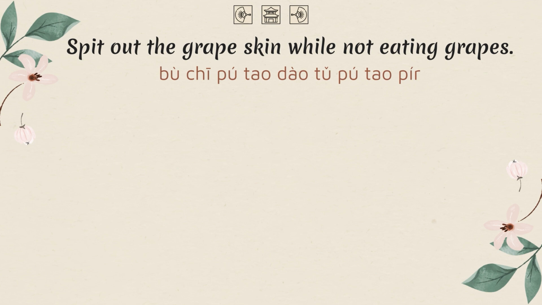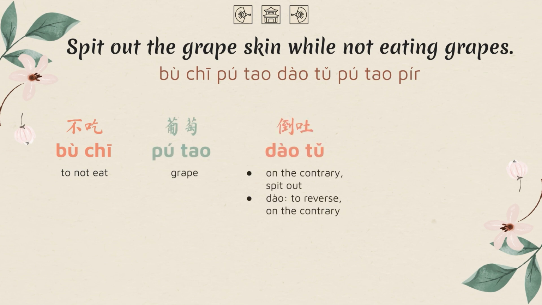不吃葡萄倒吐葡萄皮儿。不吃, we've seen 不 already. 不 means to negate. 吃 means to eat, so not to eat. 葡萄 again means grape. 倒吐, we know 吐 already. 吐 means to spit out. 倒 could mean to reverse, and here means on the contrary. 倒吐. And then again, 葡萄皮儿 or 葡萄皮. The whole thing is 不吃葡萄倒吐葡萄皮儿. Literally, not eat grapes, on the contrary, spit out grape skin. The meaning is a little weird, but it's fun to say, so who cares?